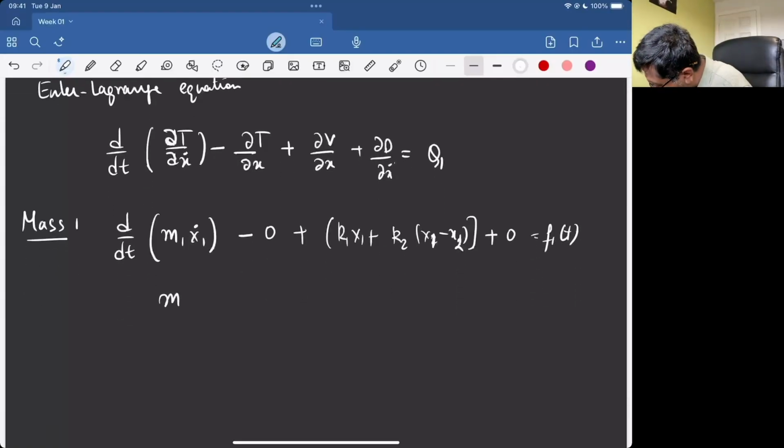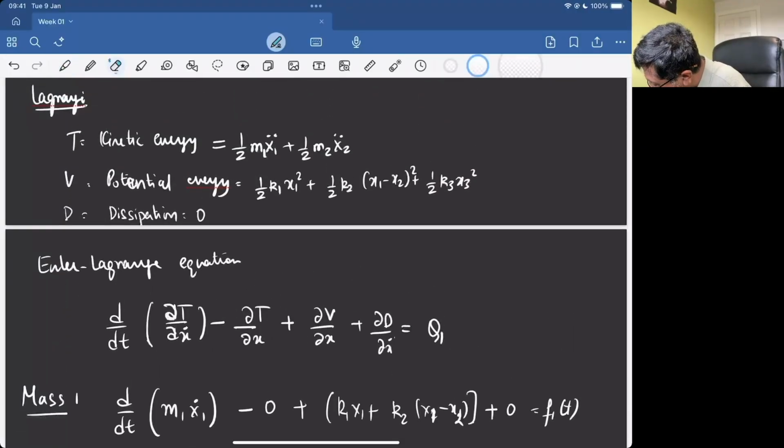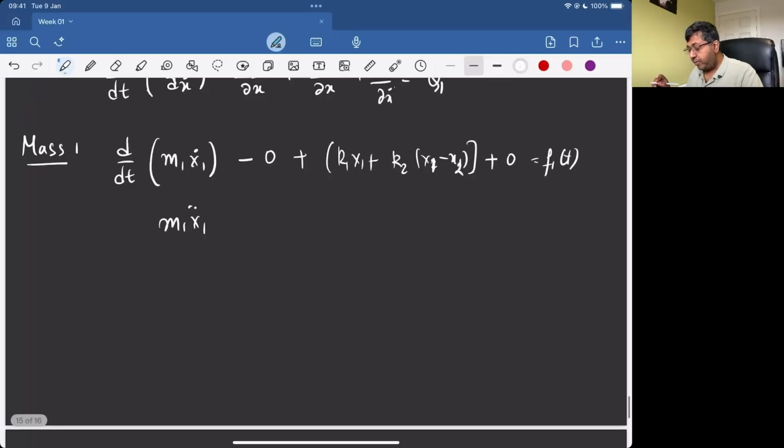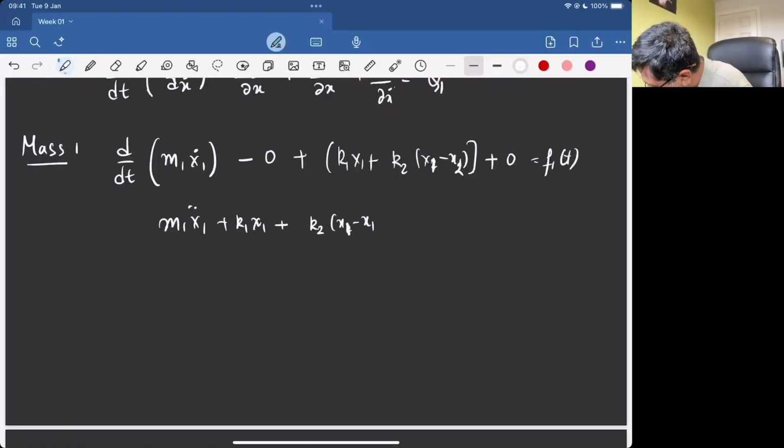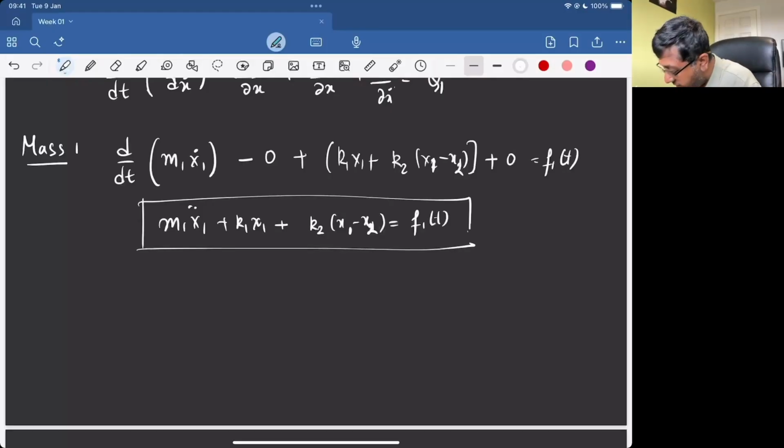Or in other words, I have m1 x1 double dot. Sorry, I made a mistake here. The kinetic energy should be half m1 into x1 dot square plus half m2 into x2 dot square. Then plus k1 x1 plus k2 times (x1 minus x2) equal to f1 of t. Similarly, you can do the same thing for mass 2. I'll leave it to you to do.